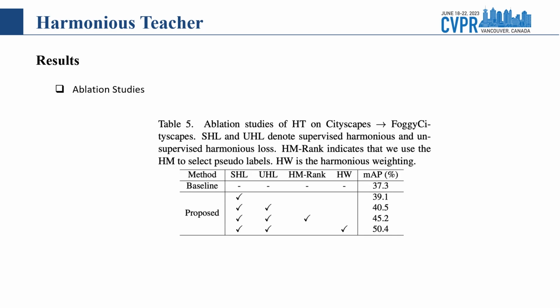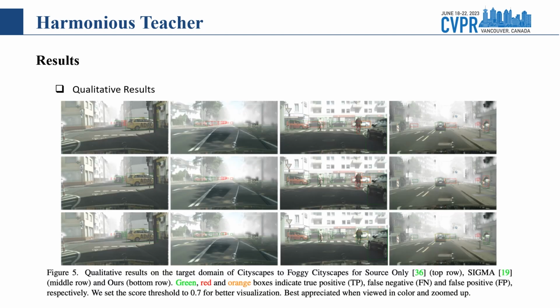We also conduct an ablation study to evaluate the effect of each component of the proposed method. We can observe that the proposed supervised and unsupervised harmonious learning and harmonious reweighting could improve the detection ability on the target domain. Besides, we also provide qualitative results for visual inspection. We can see that our Harmonious Teacher could accurately detect more objects in the images.